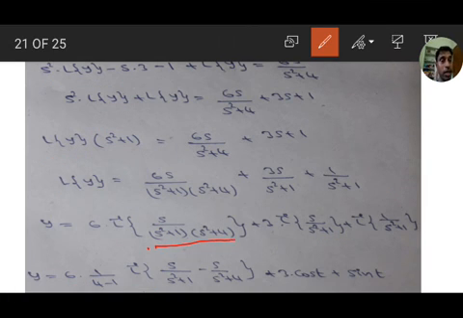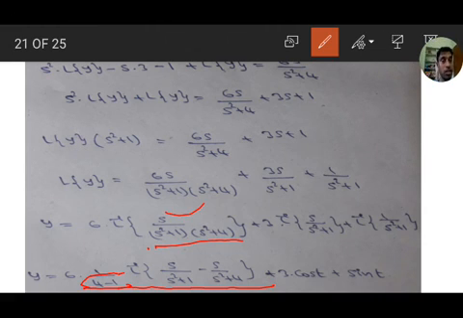This can be written as s by s square plus 1, s square plus 4 can be written as 1 by 4 minus 1 into L inverse of s by s square plus 1 minus s by s square plus 4. By the previous formula, 1 by s square plus a square into s square plus b square equals 1 by b square minus a square into 1 by s square plus a square minus 1 by s square plus b square.